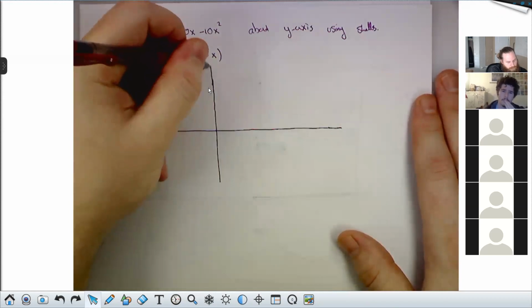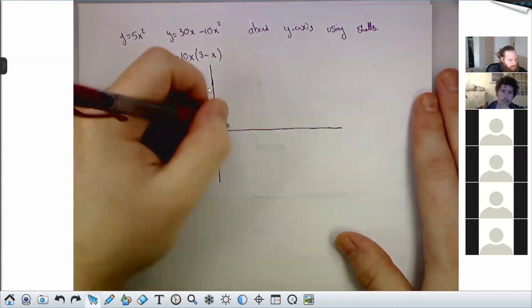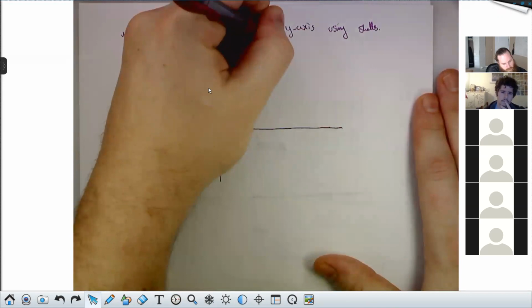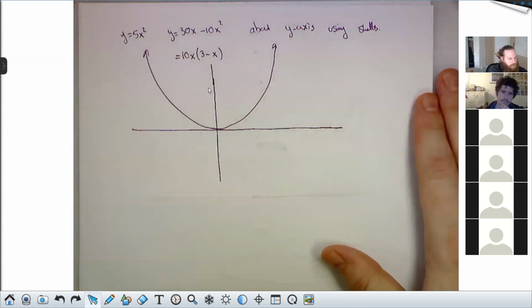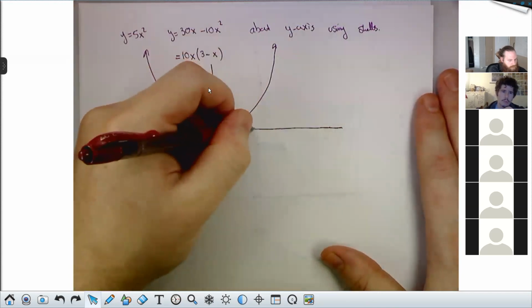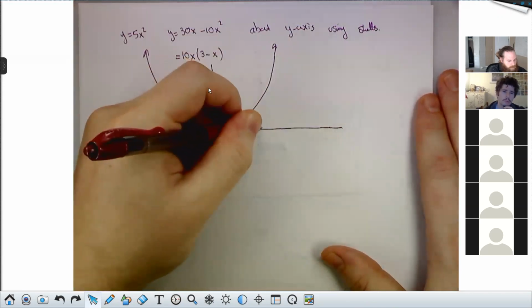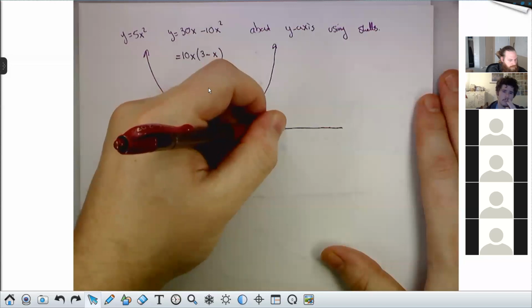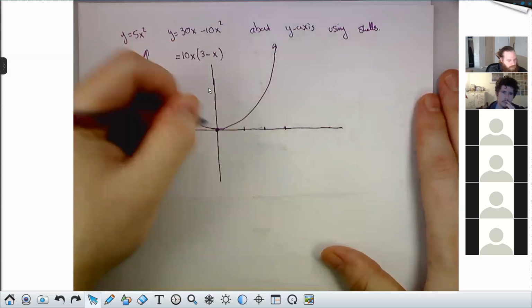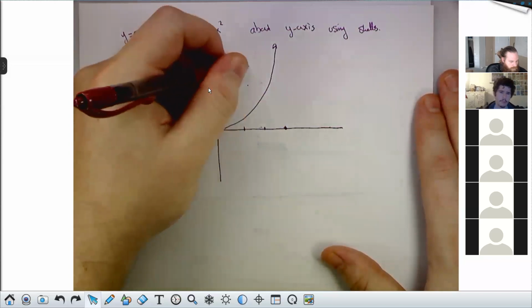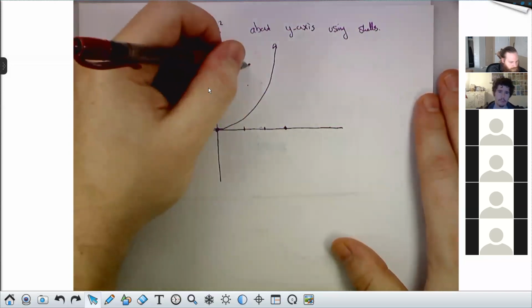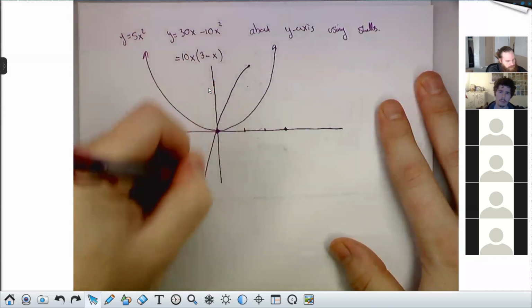So this region, 5x squared, something like that. And then let's call this 1, 2, 3. Other guy. I'm going to exaggerate this height here quite a bit just to help us have a little more space to work.